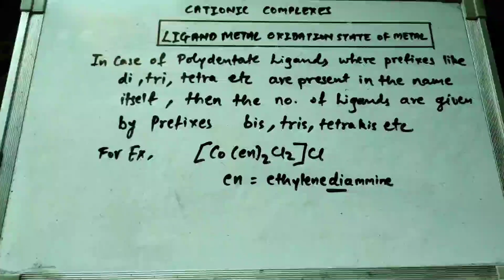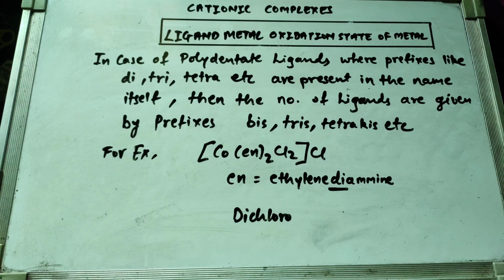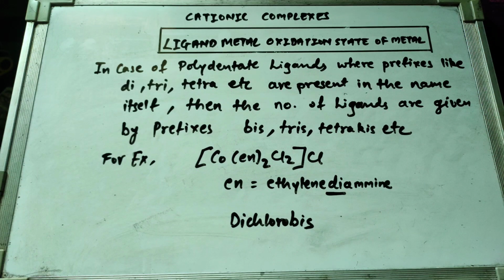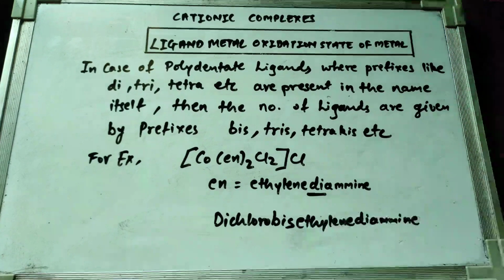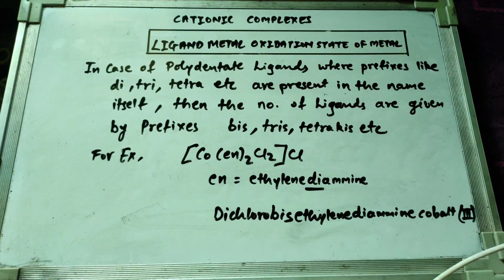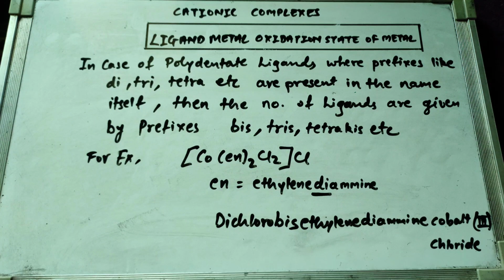Also in this complex, there are 2 different ligands. By considering alphabetical order between chloro and ethylene diamine, we are going to name chloro first, followed by ethylene diamine. So the name of the complex is dichloro. As there are 2 molecules of ethylene diamine, we are going to use prefix bis. So dichlorobis ethylene diamine cobalt. Oxidation state of cobalt here is 3. So dichlorobis ethylene diamine cobalt(III) chloride.